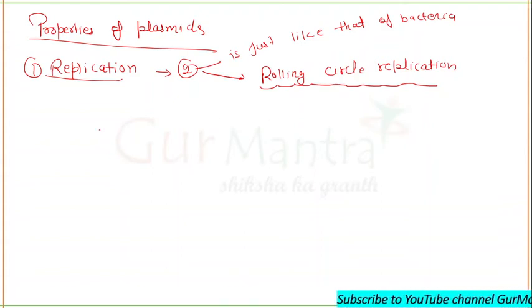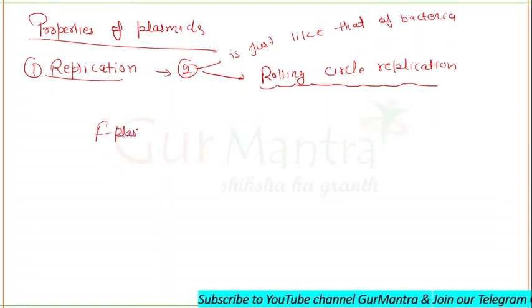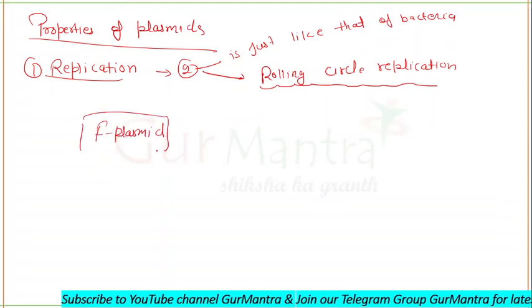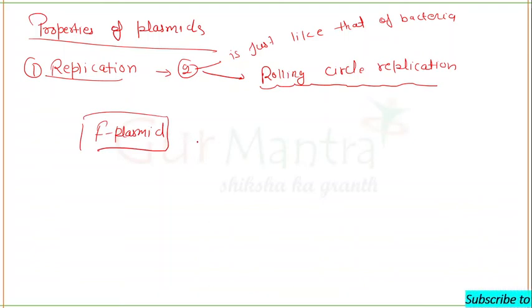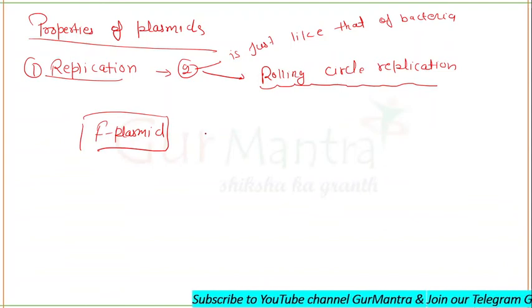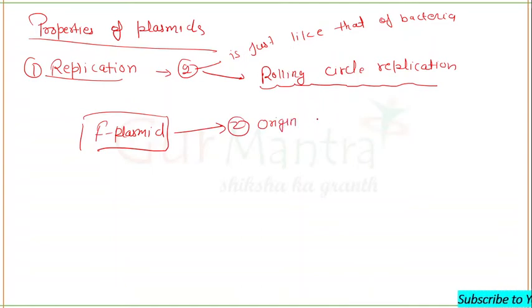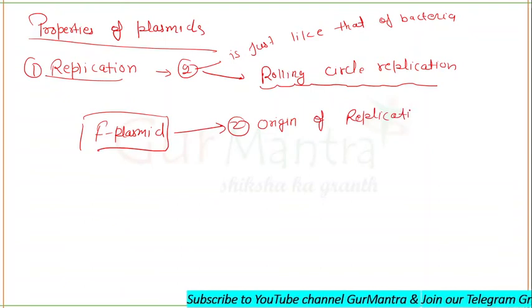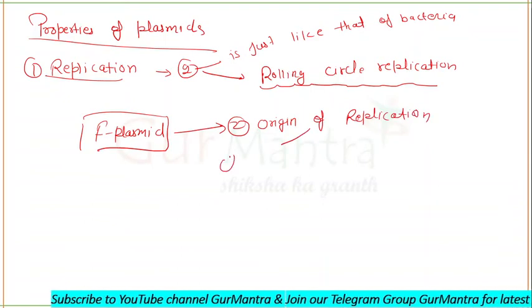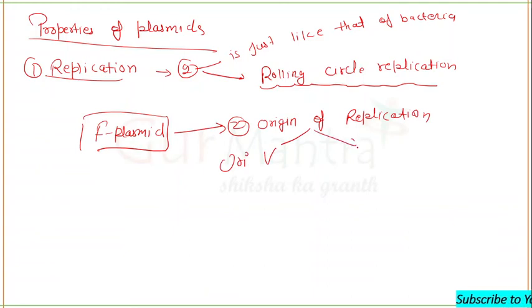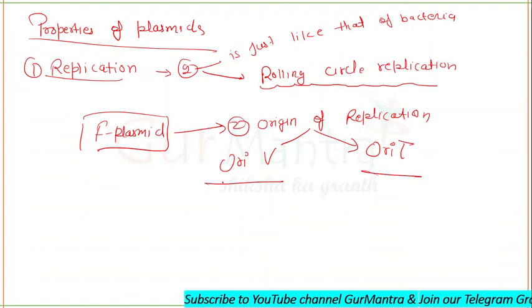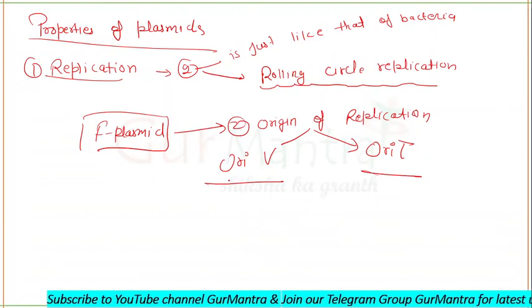Some plasmids, such as the F plasmid of E. coli, you know about the F plasmid. F plasmids can transfer themselves from one bacterium to another. So the F plasmid will have two origins of replication. One is the vegetative one, known as ori V, and the other one is for transfer, known as ori T. Fine. So F plasmids that can be transferred have two origins.